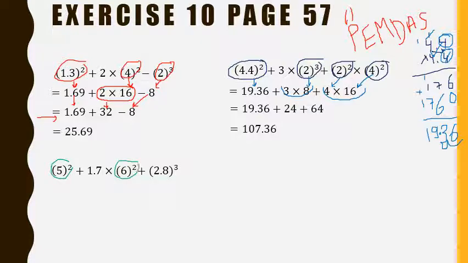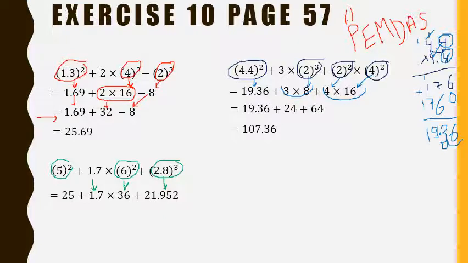Another expression, always start here by solving the exponents. 5 squared is the same as 5 times 5, which is 25. Drop down plus 1.7. 6 squared is 6 times 6, which is 36. 2.8 cubed is 21.952.